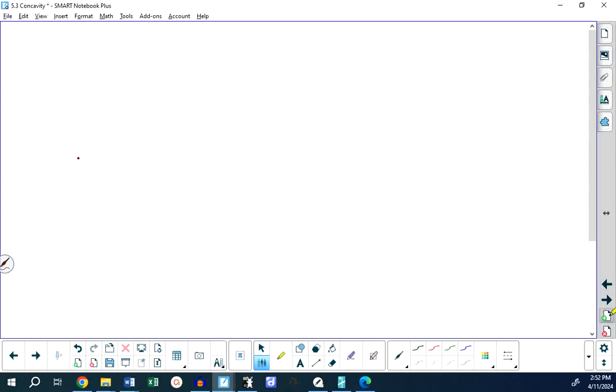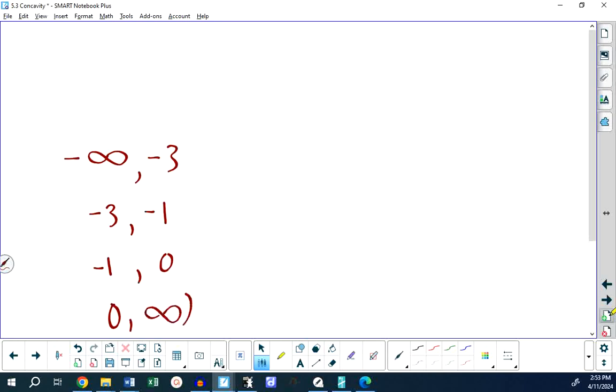I need to go from negative infinity, and I'm choosing negative infinity because when you look at the original function, there's no restrictions. There's no square roots. There's no dividing by things that are not allowed to be 0. From negative infinity to negative 3. Oh, by the way, you can tell it's not odd or even, right? Look at those critical values of x. There's not a symmetry to them past 0. From negative 3 to negative 1, from negative 1 to 0, and from 0 to infinity.